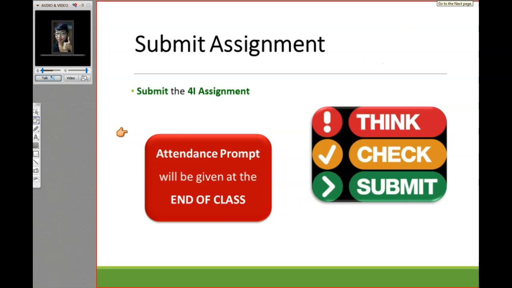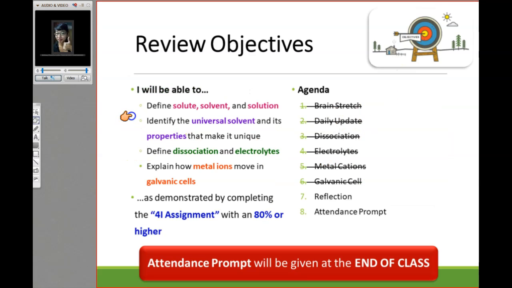Recording will be uploaded around 1 to 2 p.m. So we talked about solute, solvent, solution, the universal solvent, dissociation, and electrolytes, and how metal ions move in galvanic cells. Today was all about how ions in solution begin to work.